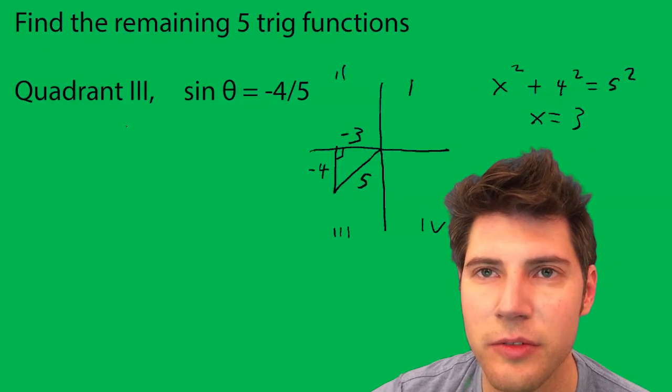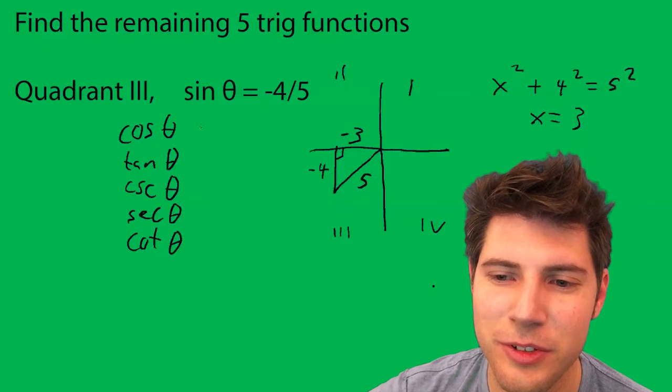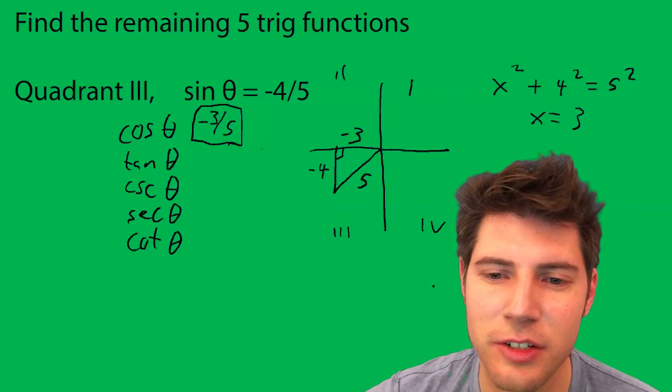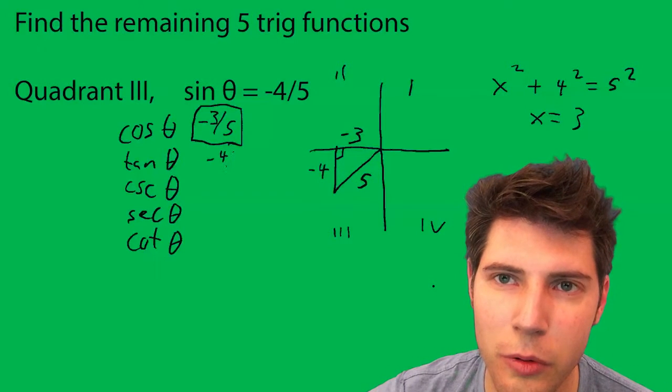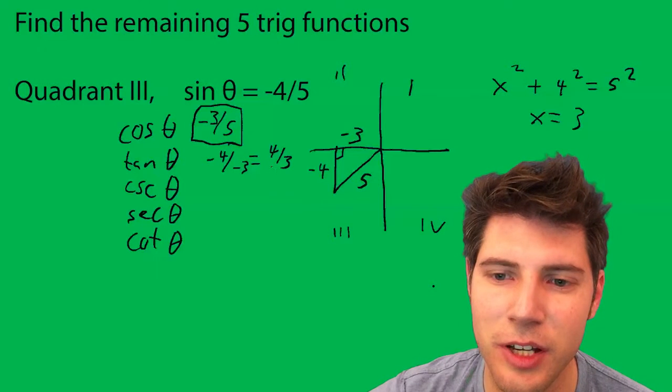So now we can find the remaining 5 trig functions. Cosine is adjacent over hypotenuse, so it's -3/5. Tangent is opposite over adjacent, so it's -4 over -3, which is 4/3, because the negatives cancel.